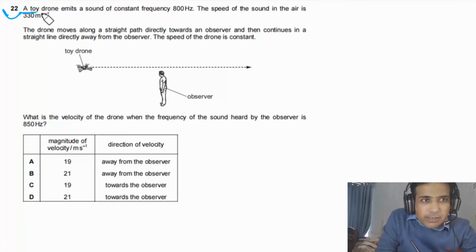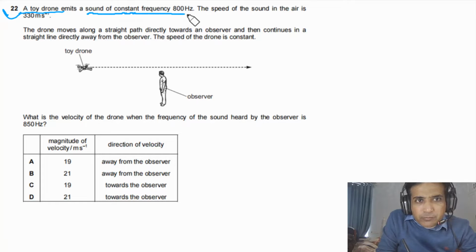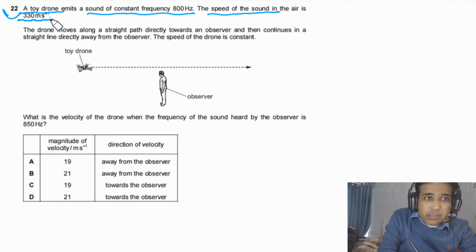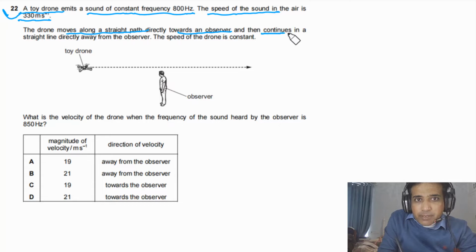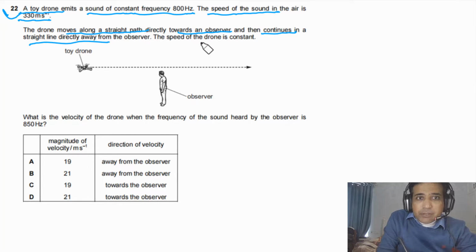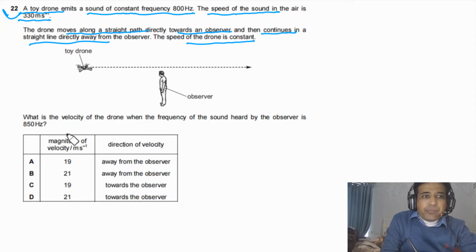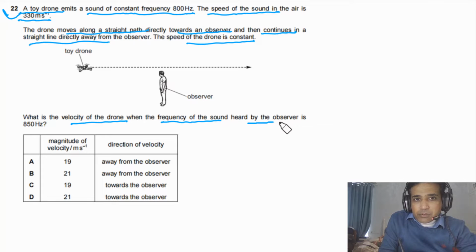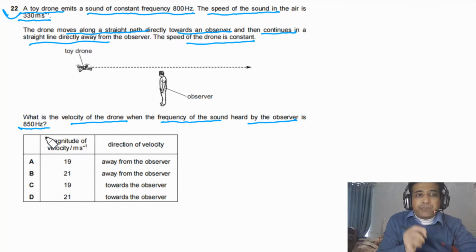Question 22 says a toy drone emits a sound of constant frequency 800 Hz. The speed of the sound in the air is 330 meters per second. The drone moves along a straight path directly towards an observer and then continues in a straight line directly away from the observer. The speed of the drone is constant. What is the velocity of the drone when the frequency of the sound heard by the observer is 850 Hz?